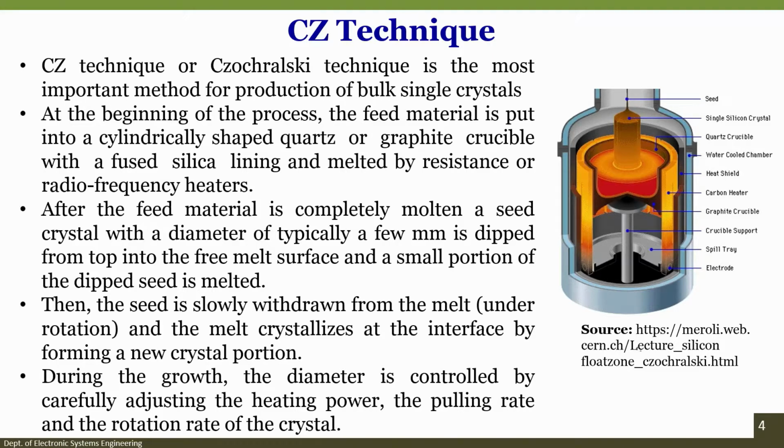You can see this particular schematic here, and the external material is made up of what? The blue colored part is a water cooled chamber. Then further in, you will see there is a heat shield, and further in there is a carbon heater. Then further in there is a graphite crucible, and then a quartz crucible. Then at the bottom is the crucible support, there is a spill tray, and then there is an electrode for the heater, right.